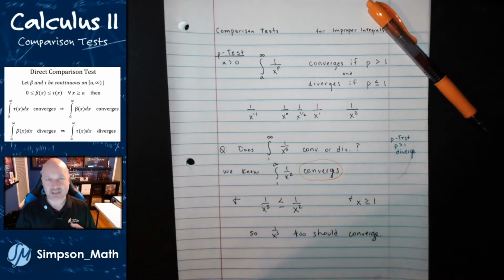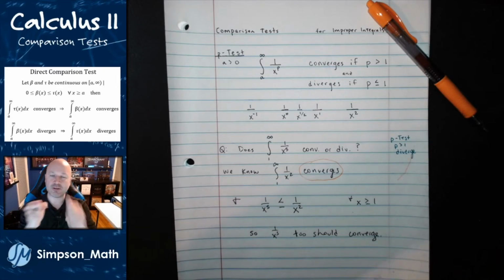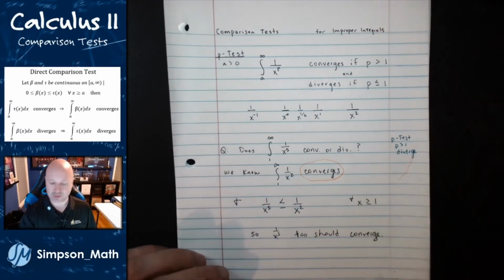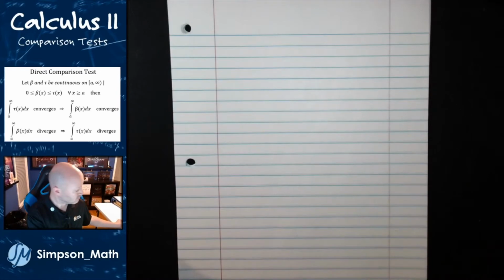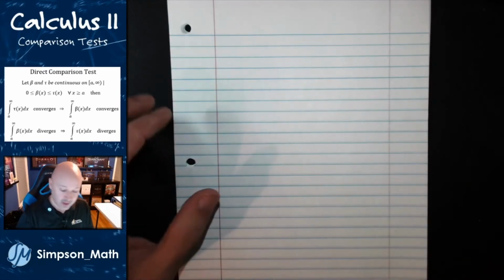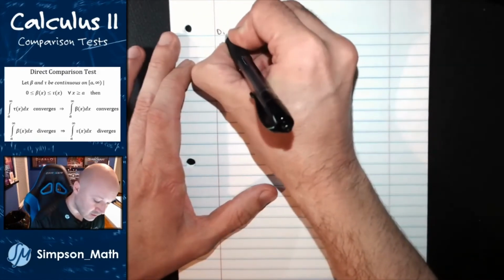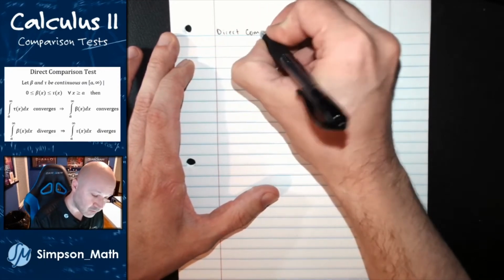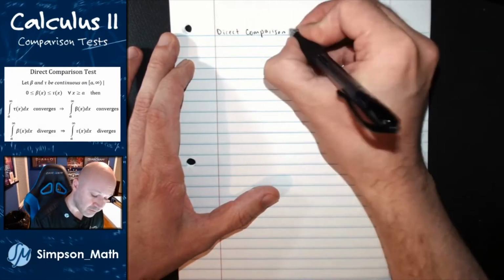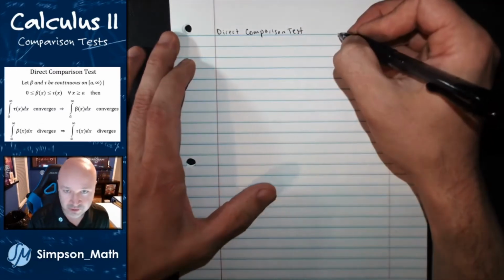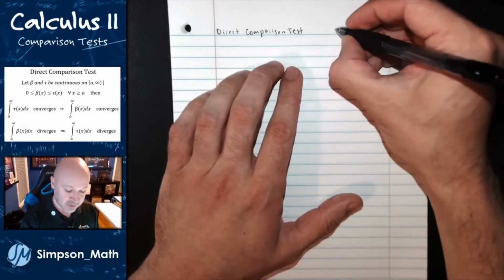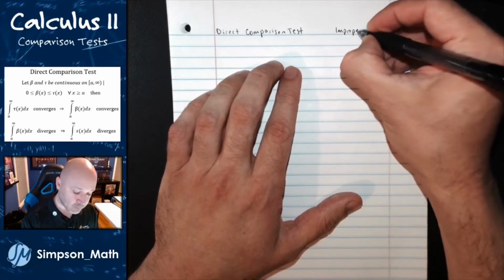So this idea of comparing integrals to one another and making sense of whether one is really smaller or bigger gives us something we call the direct comparison test, which I have written above me, but I'm going to write it down and explain some of those symbols. All right, this is the direct comparison test. And this one is for improper integrals. There are other direct comparison tests. This one is for improper integrals.